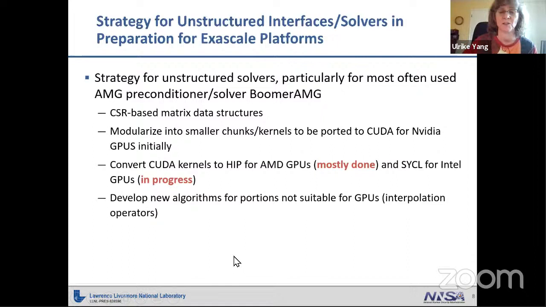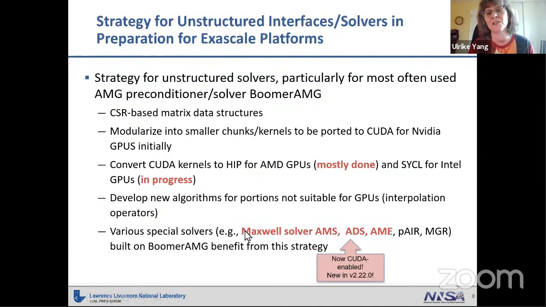We do also have various special solvers on that interface, like Maxwell solvers, AMS, or ADS for H(div) problems, et cetera. AMS, ADS, and AME, that's an eigensolver. They're all built on top of BoomerAMG, so anything we do here benefits those as well. Actually, they're all now CUDA enabled and can also be run on NVIDIA GPUs.